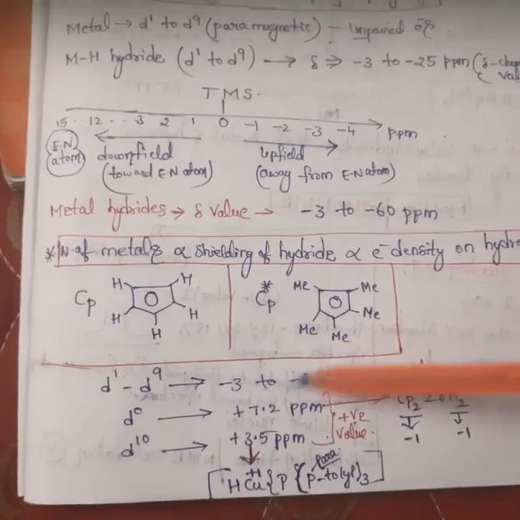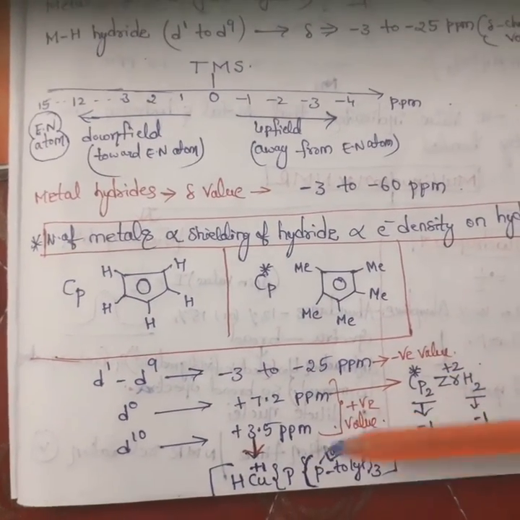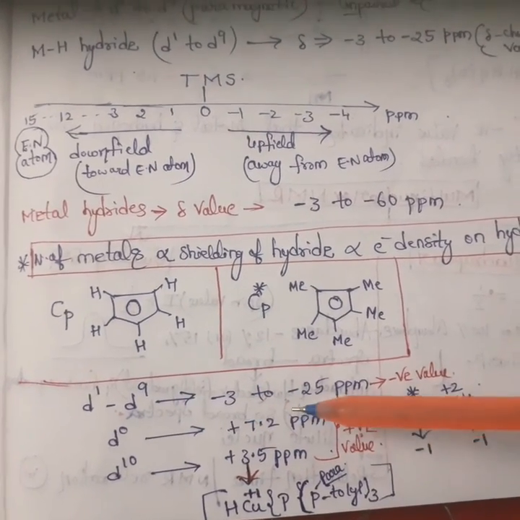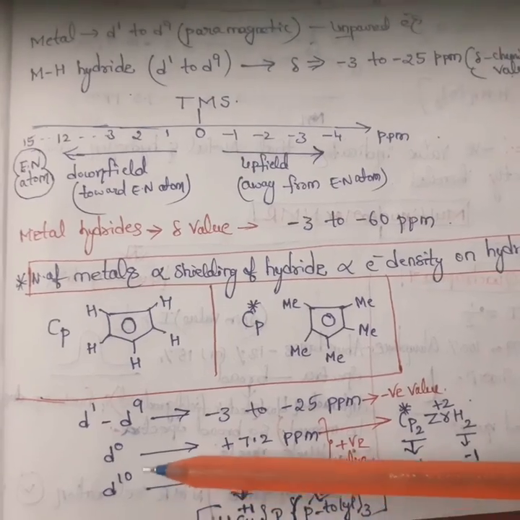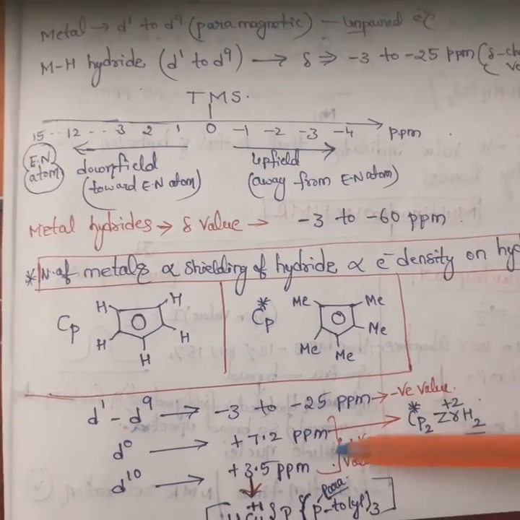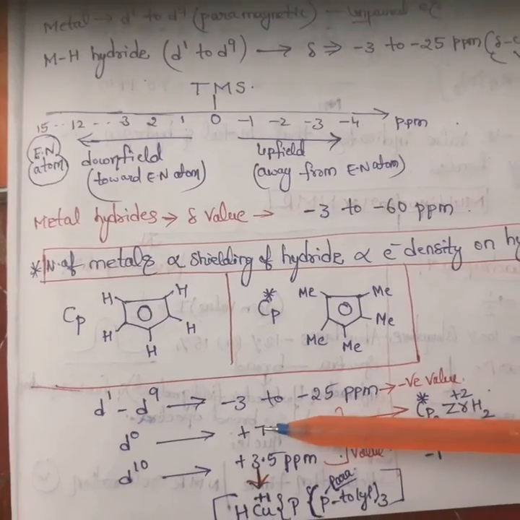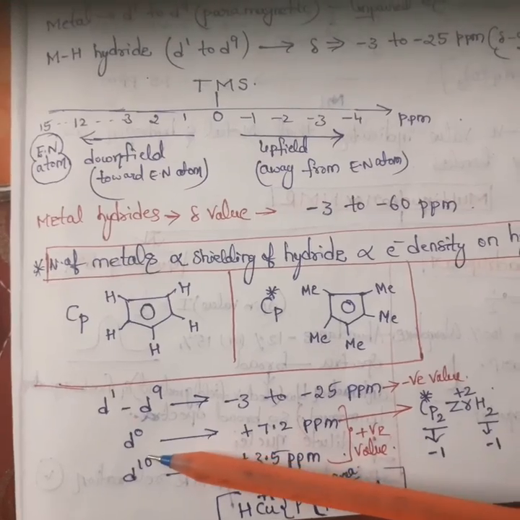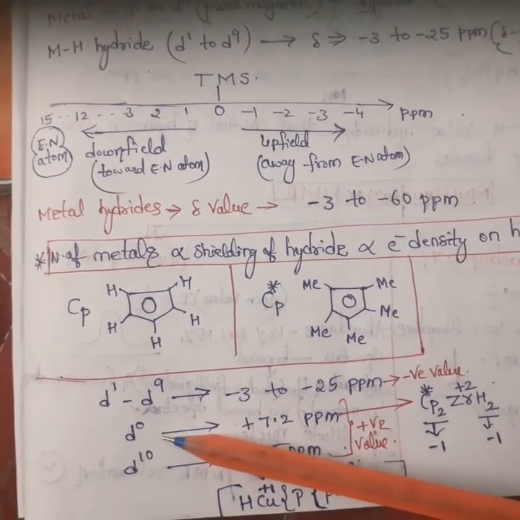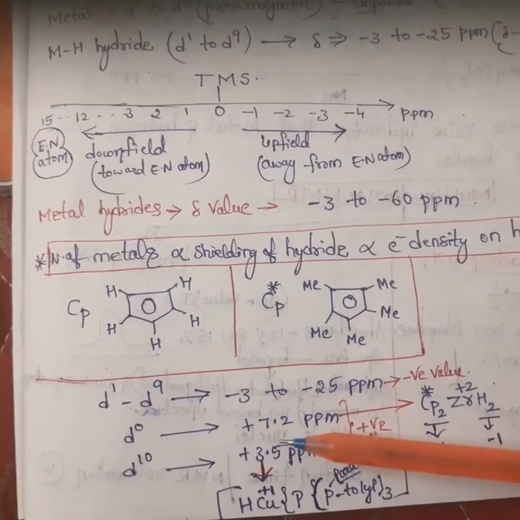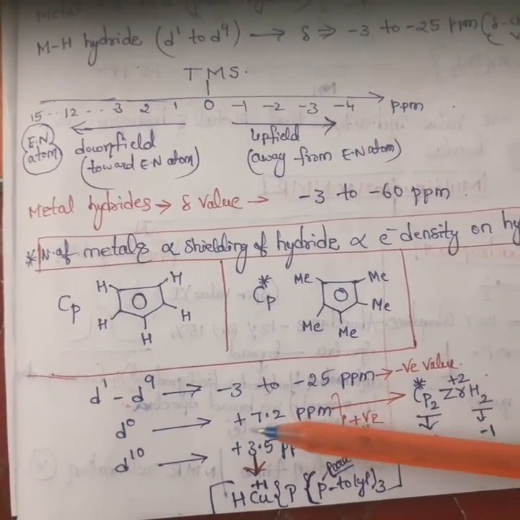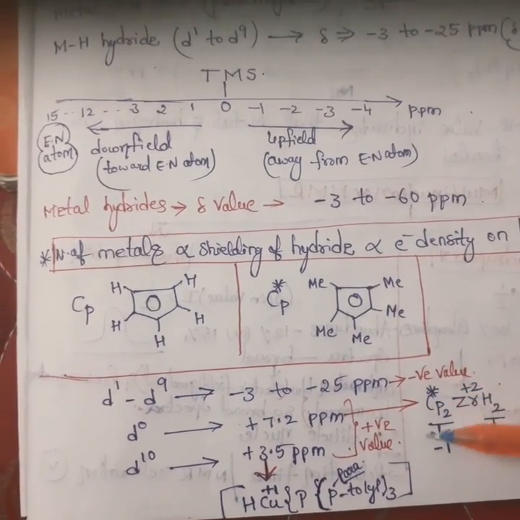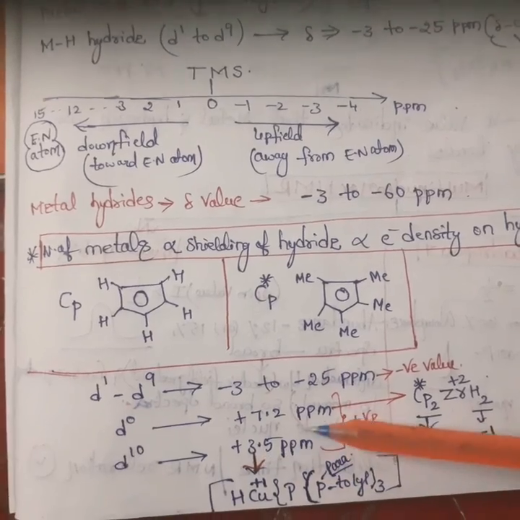Next, finally I want to conclude by saying this is important. From d1 to d9 the chemical shift value is negative. This is important friends. The chemical shift value is negative and it may range from -3 to -25 parts per million. Whenever we take d0, it has a chemical shift value of +7.2 parts per million. An example of a compound having +7.2 parts per million is this one.